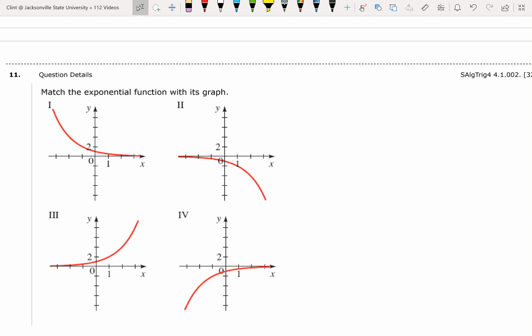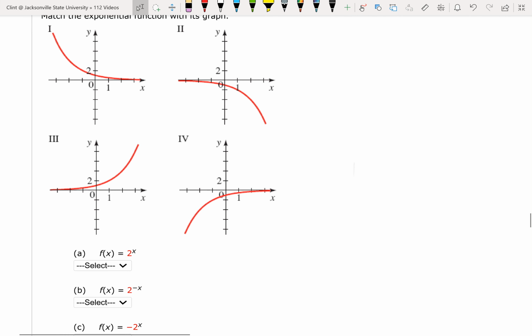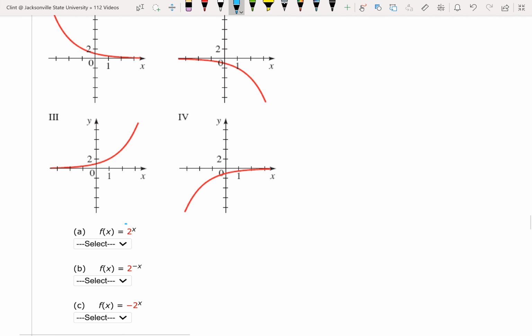11 is match the exponential function with its graph. My suggestion on these is to figure out what just the plain exponential function without any transformations done to it looks like first. Okay. So I'm thinking about this one, just 2 to the x, no negatives in there anywhere. So what's that going to look like? That's going to be this one. So this first one's going to be graph 3.